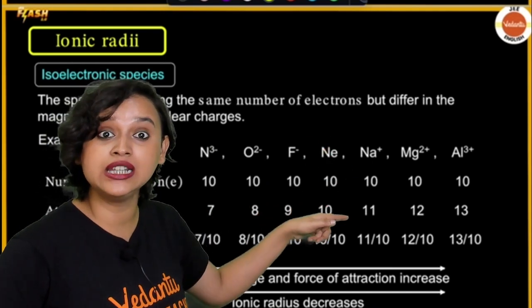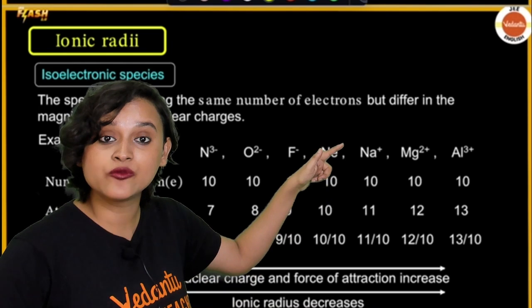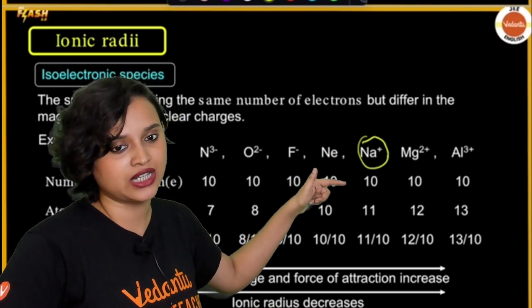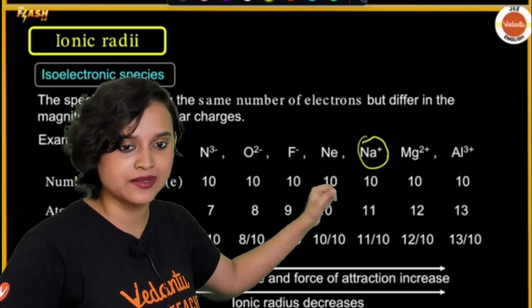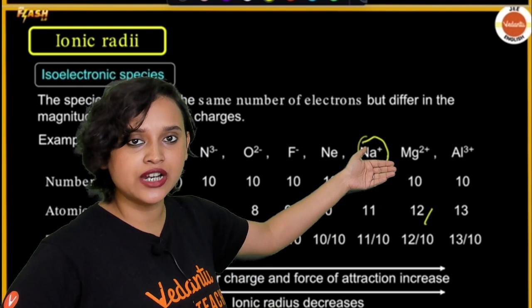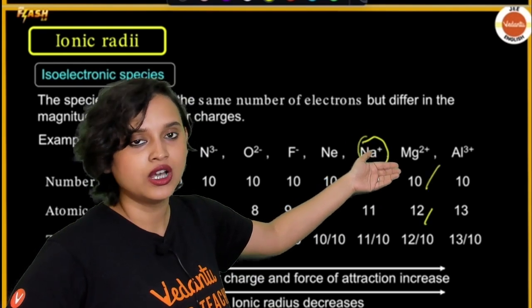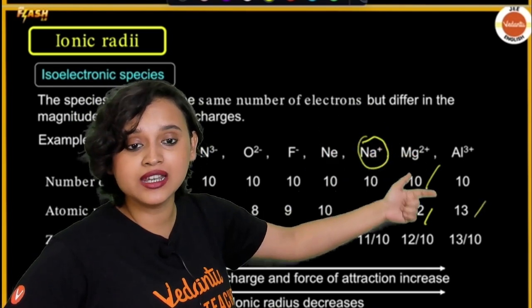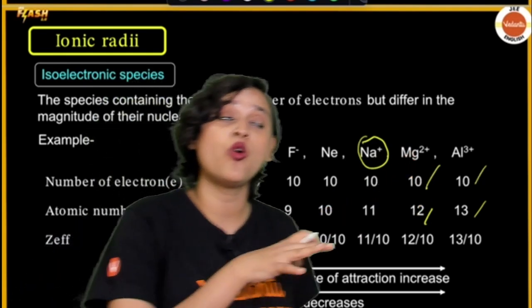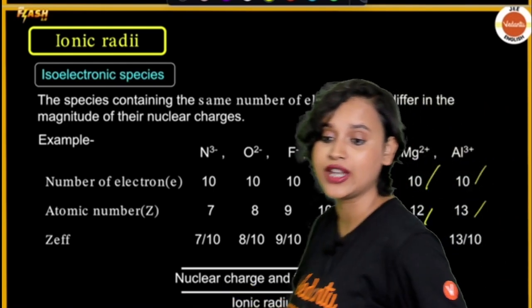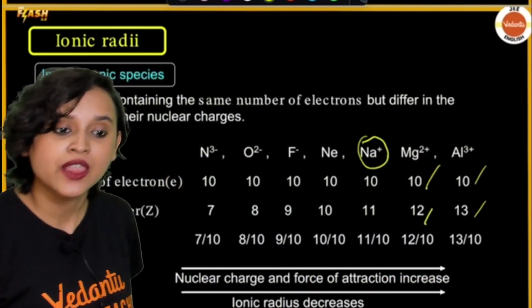For sodium, 11 is the atomic number, but since we have written it as Na+, it will have 10 electrons; plus means 1 electron is less. Magnesium has atomic number 12, but how many electrons? Mg2+, that means 2 electrons you have taken away, so 10. For aluminium, 13 is the atomic number, but Al3+, 3 electrons you have taken away, so it will have 10 electrons. Now all of them are isoelectronic species. But look at the Z effective, guys. The effective nuclear charge for all of them is different. Do you see?